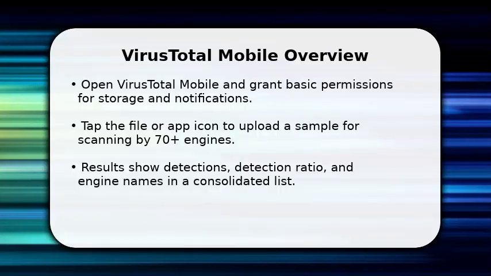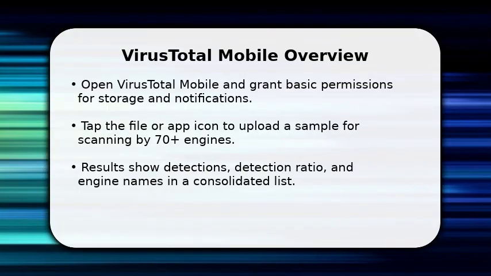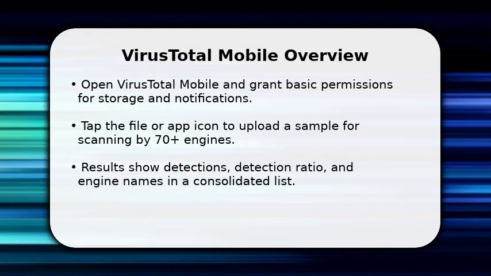Open Virustotal Mobile and grant basic permissions for storage and notifications. Use the main Scan tab to analyze apps, files, URLs, and installed apps. Tap the file or app icon to upload a sample for scanning by 70+ engines. The upload shows progress and file size, often under 200 MB for quick scans.